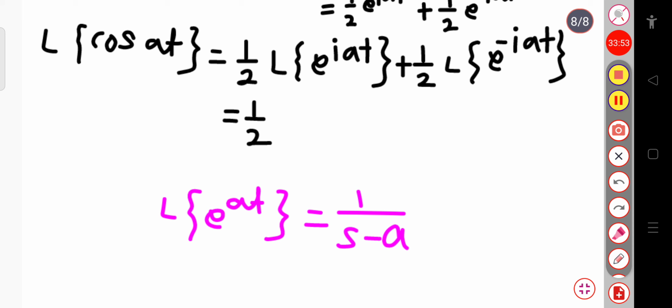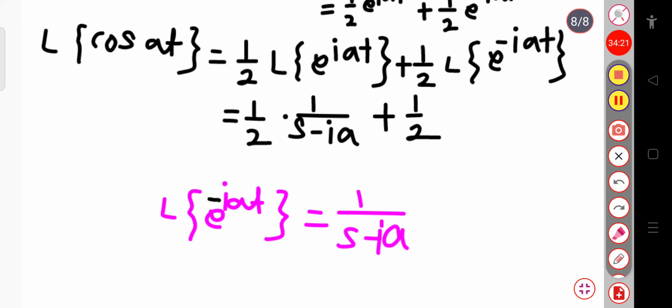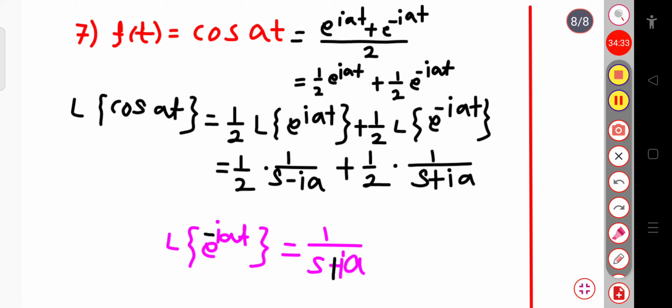So if I write it iota, then the t coefficient will be i. So simply I have to write 1 by s minus i. So here I can write this will be equal to 1 by 2 into 1 by s minus i plus 1 by 2, the Laplace transform of exponential minus iat. So if I write minus sign here, then minus minus gets plus. So this will be 1 divided by s plus i. Is that clear to you? Now we have to solve this part.